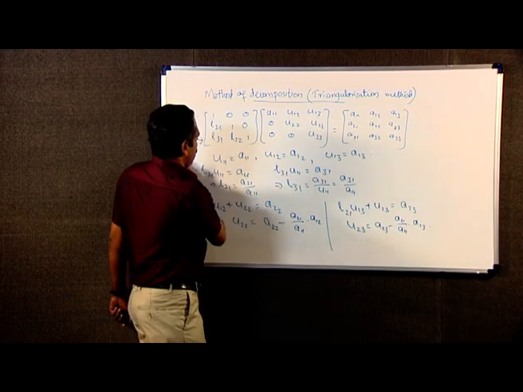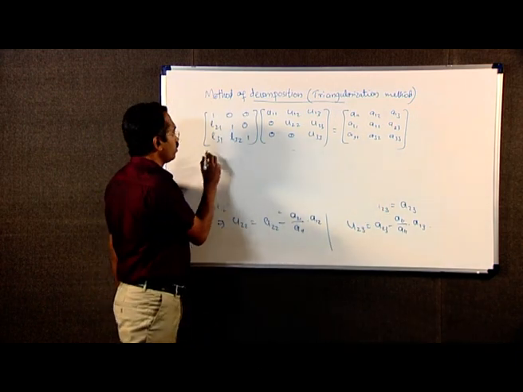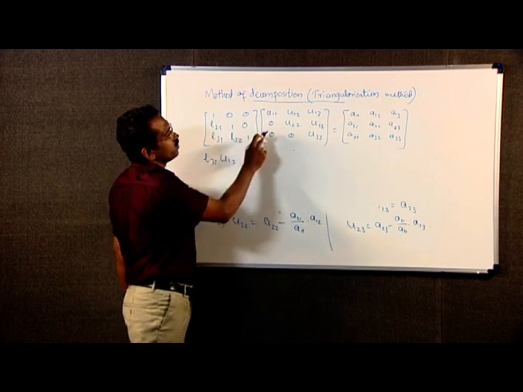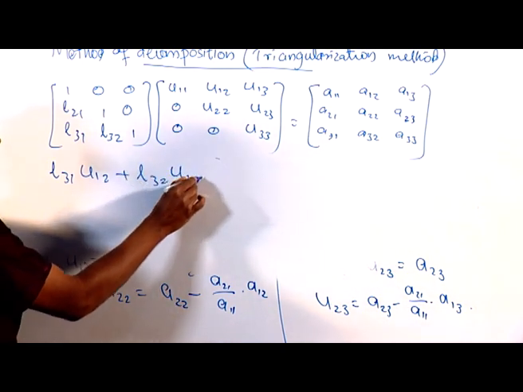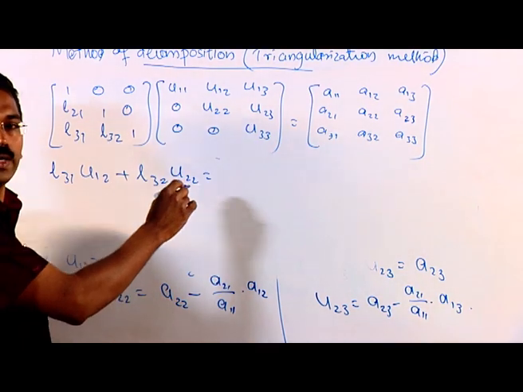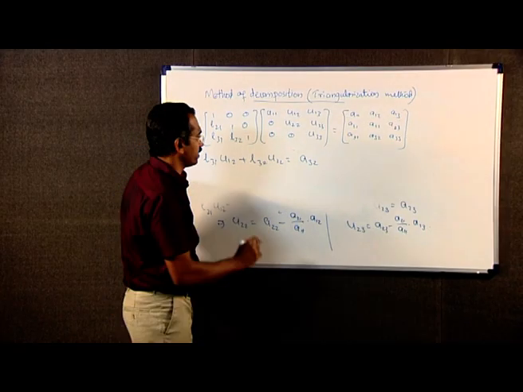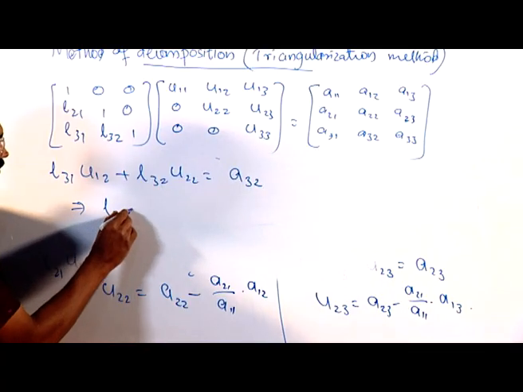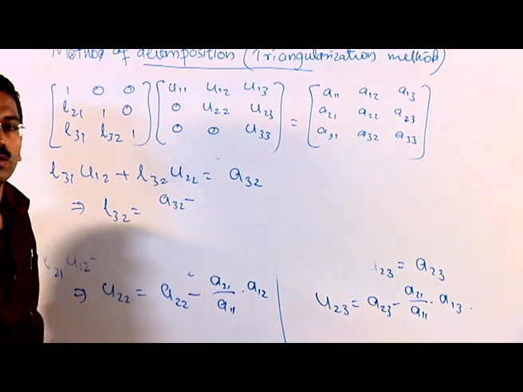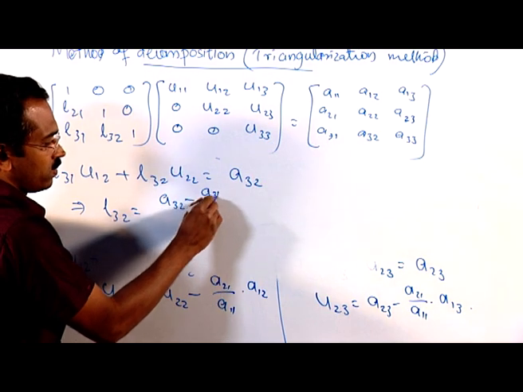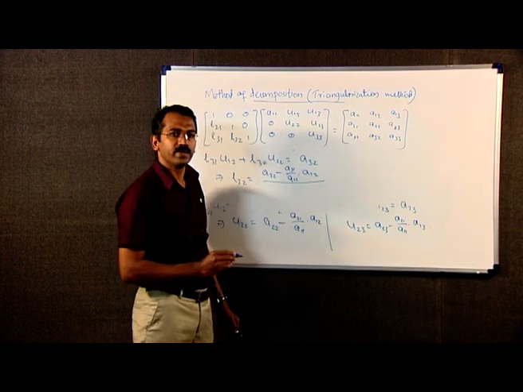Again, L31 into U12 plus L32 into U22 is equal to A32, which implies L32 is equal to A32 minus A31 by A11 into A12, all divided by U22.